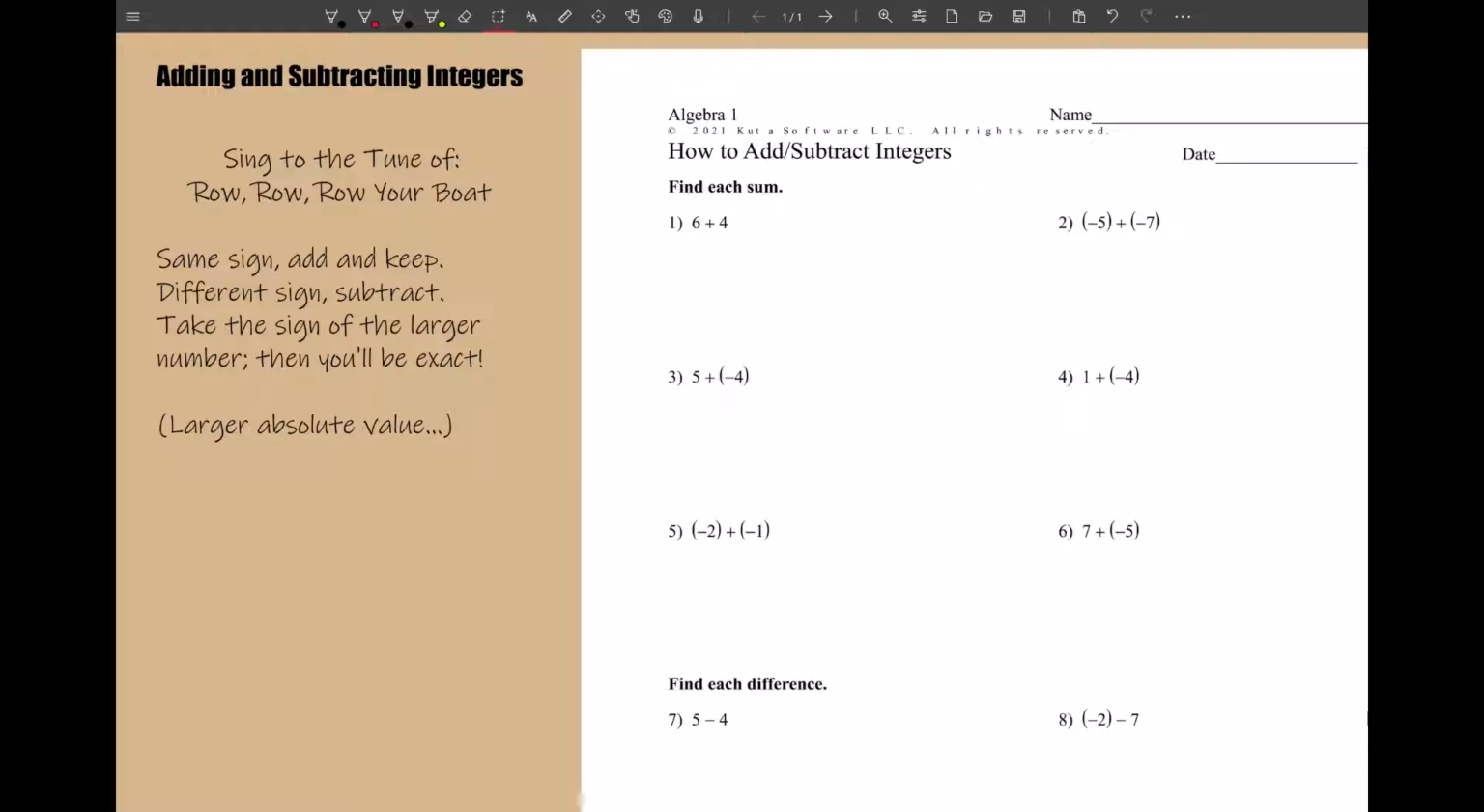Remember the song, Row, Row, Row Your Boat? Well, they made a song about adding and subtracting integers that helps remember the rules. So it goes like this.